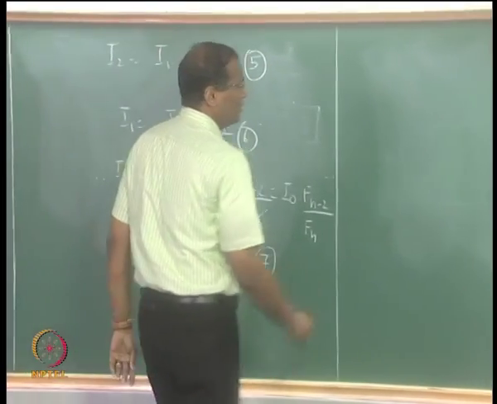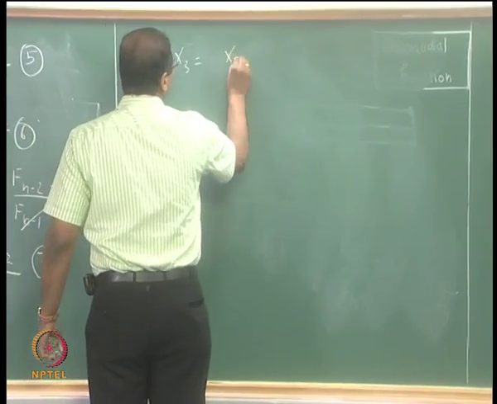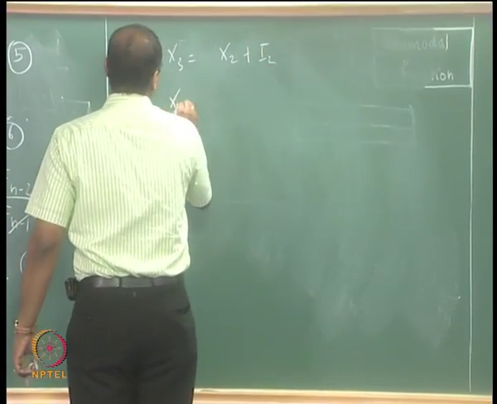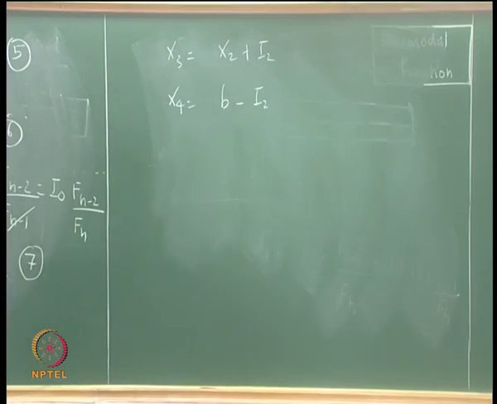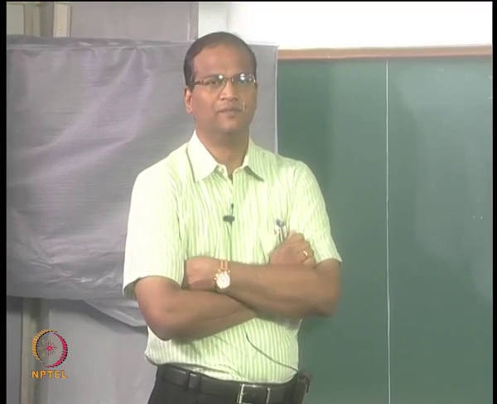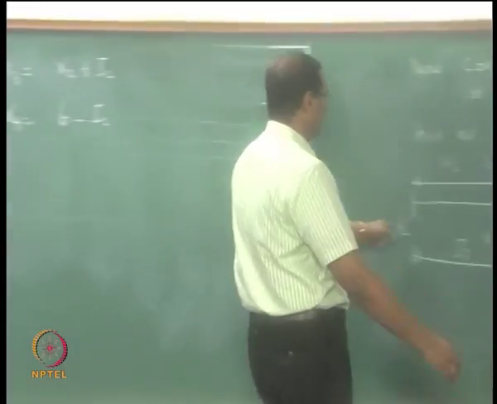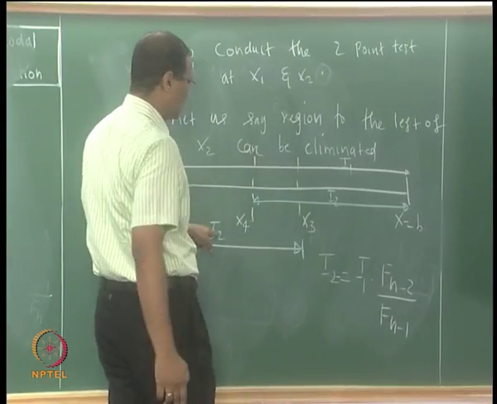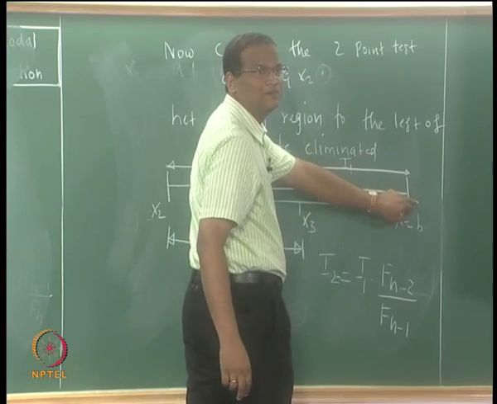So x3 is equal to x2 plus I2, and x4 is equal to b minus I2. Please watch carefully. Is that fine? Vivek, is it fine? So x3 is the point from this end, the original point x2 plus I2. x4 is at the same distance I2 but from the other side, it is b minus I2.